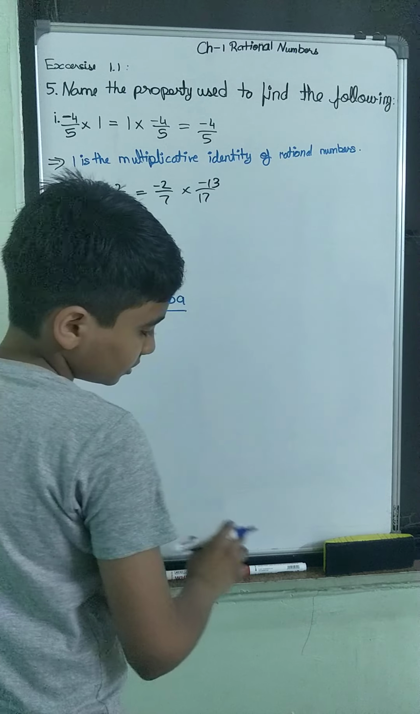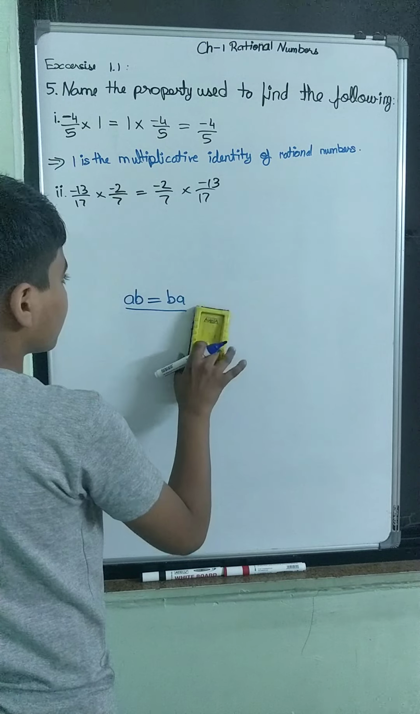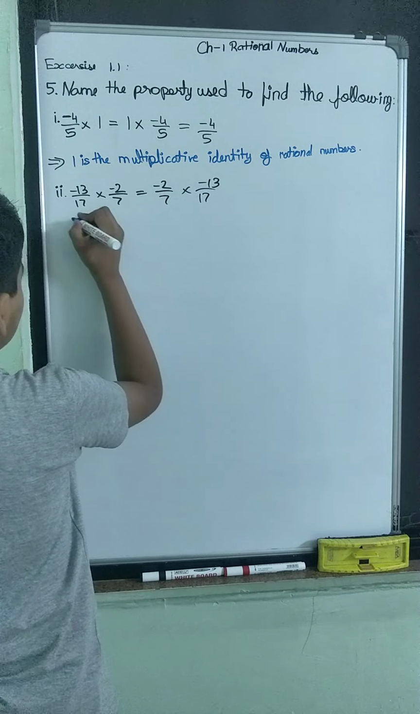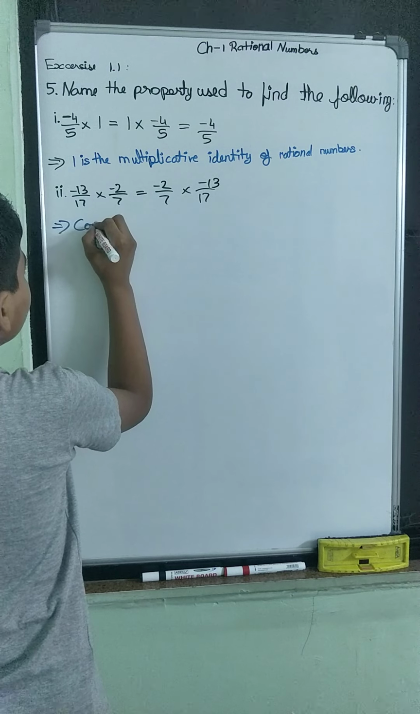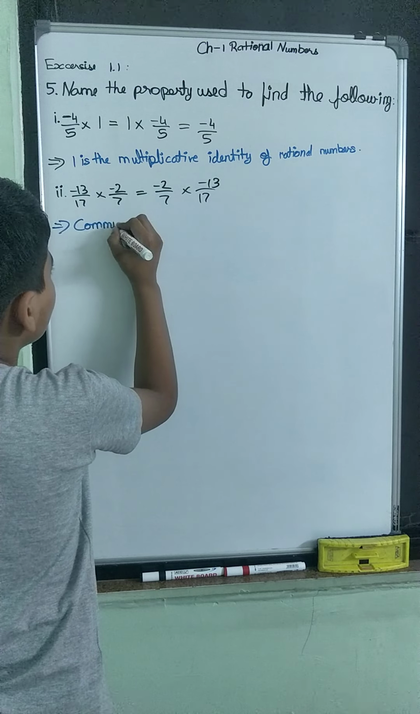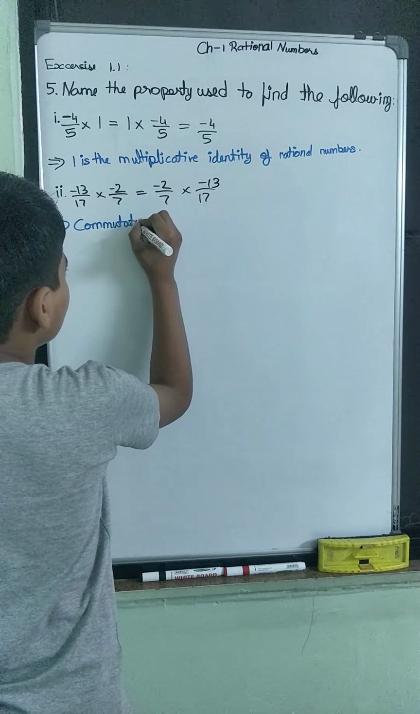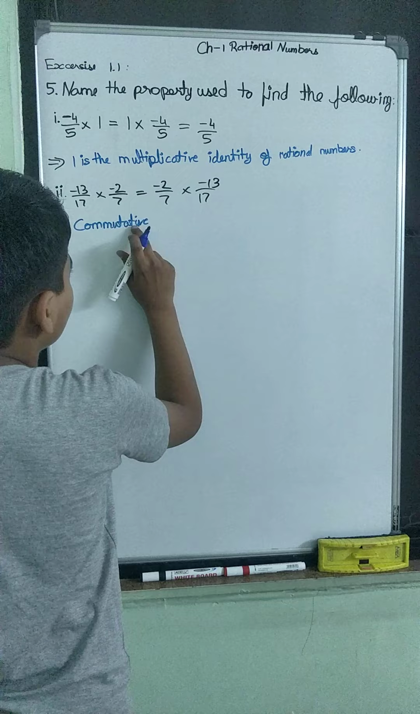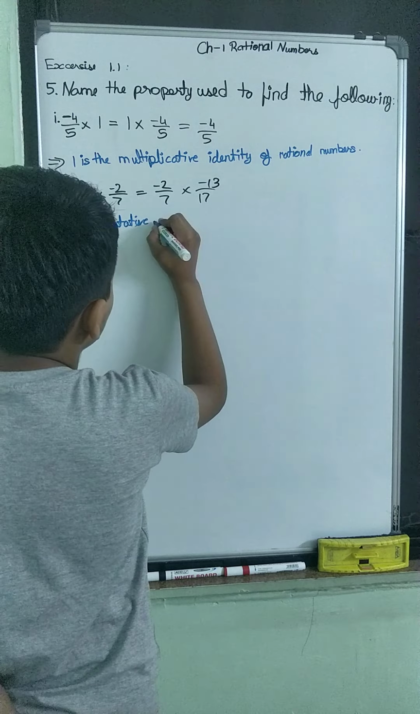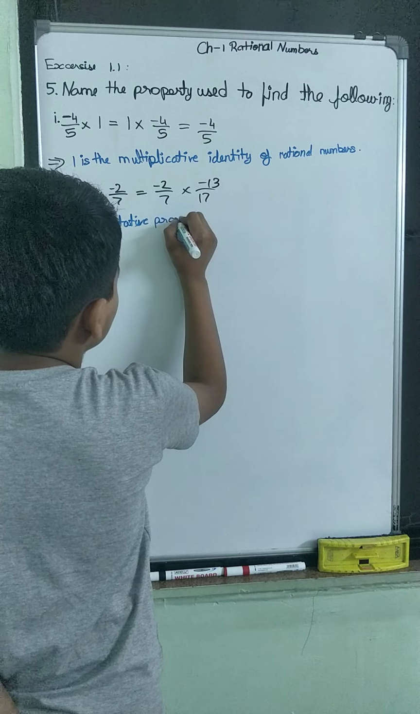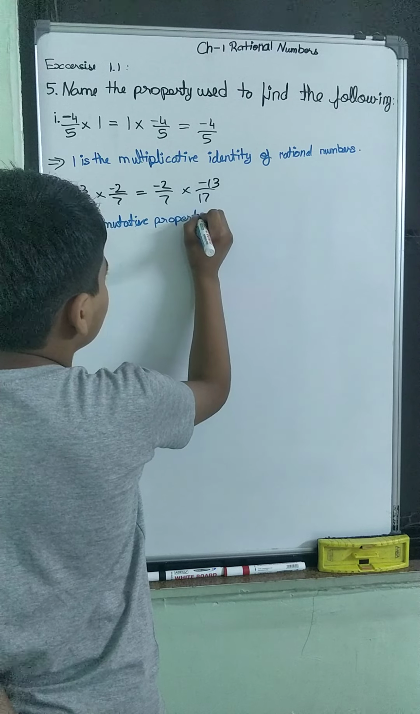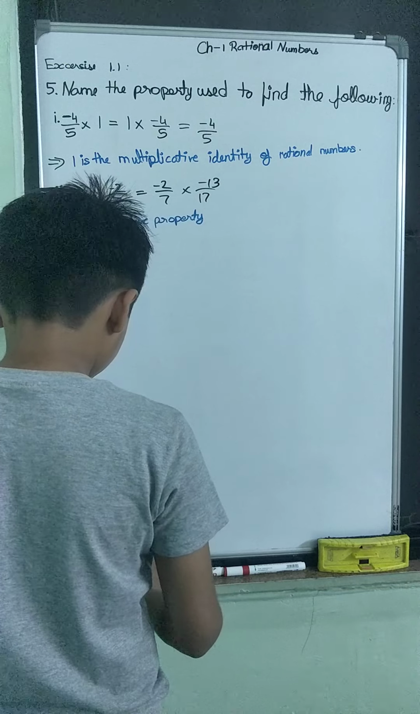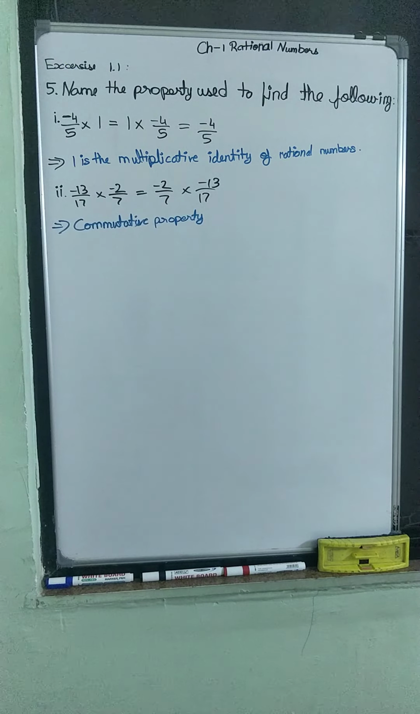That means the property is commutativity. Yes, we learned in the commutative property that whenever we multiply two numbers in any order, the answer always comes the same. Okay. Now let's move on.